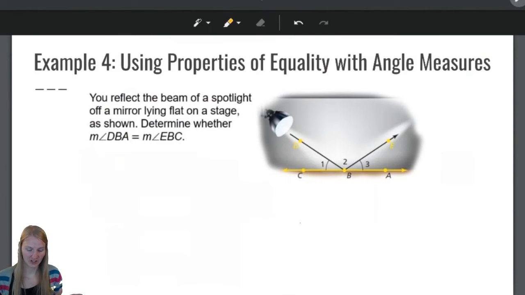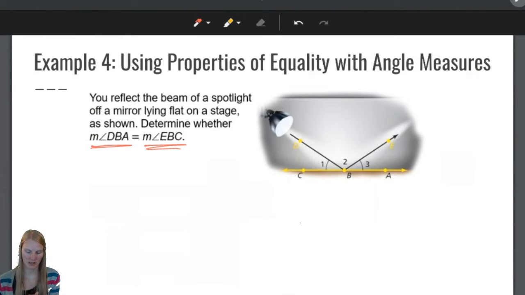But also physics. Light bouncing off of a mirror. How does that work? Images bouncing off of a mirror. How does that work? So, we're reflecting the beam of a spotlight off of a mirror. Determine whether the measure of angle DBA is equal to the measure of angle EBC.